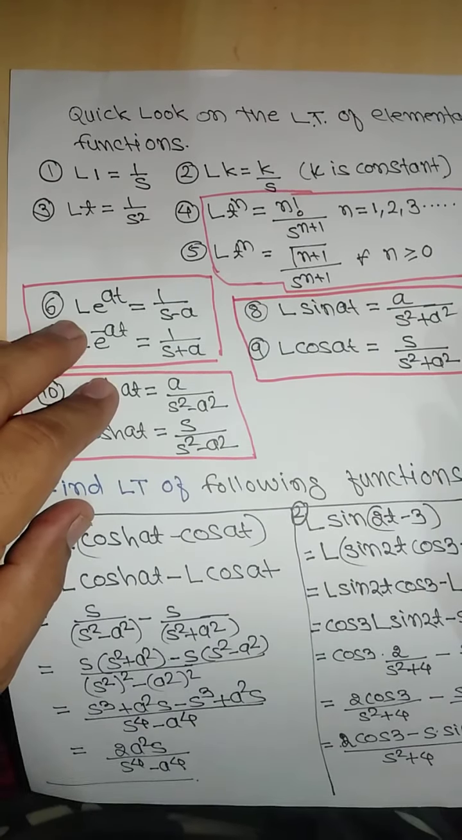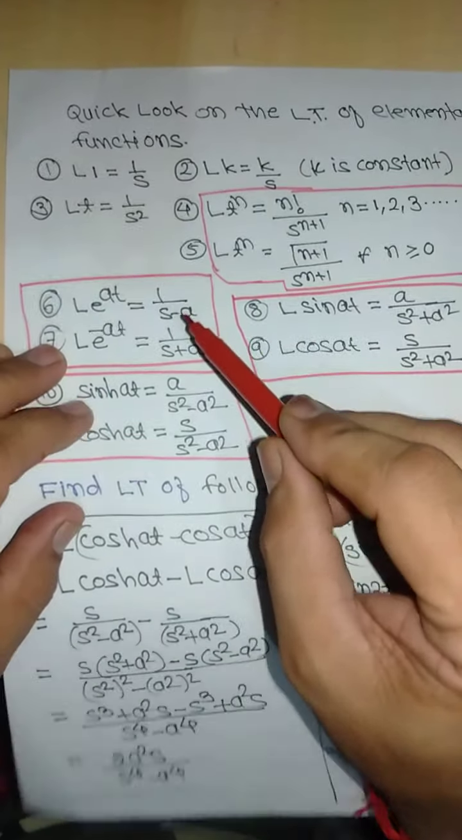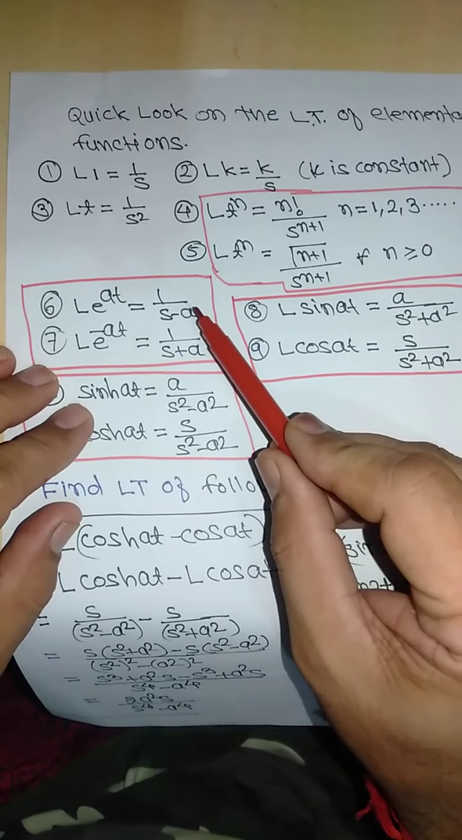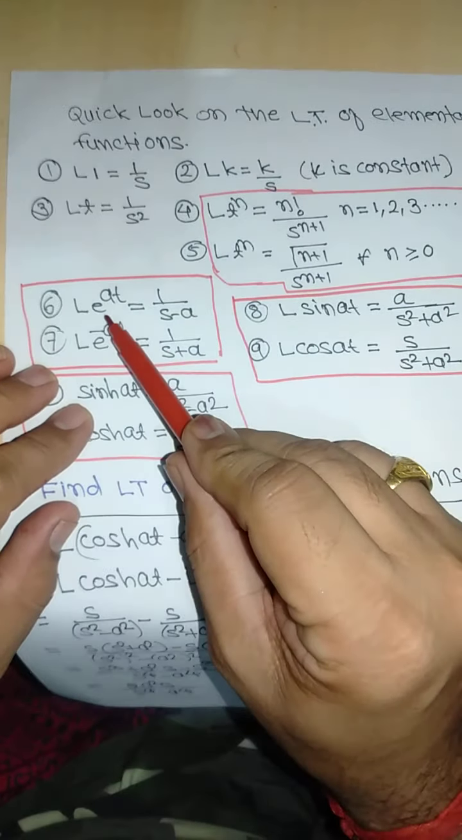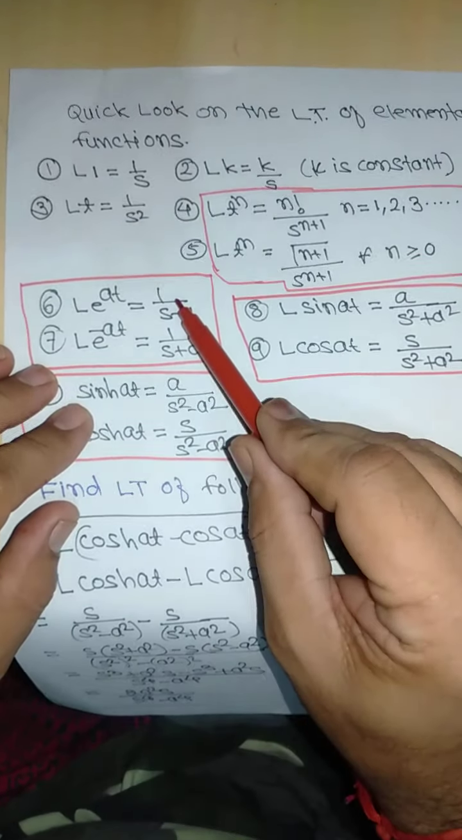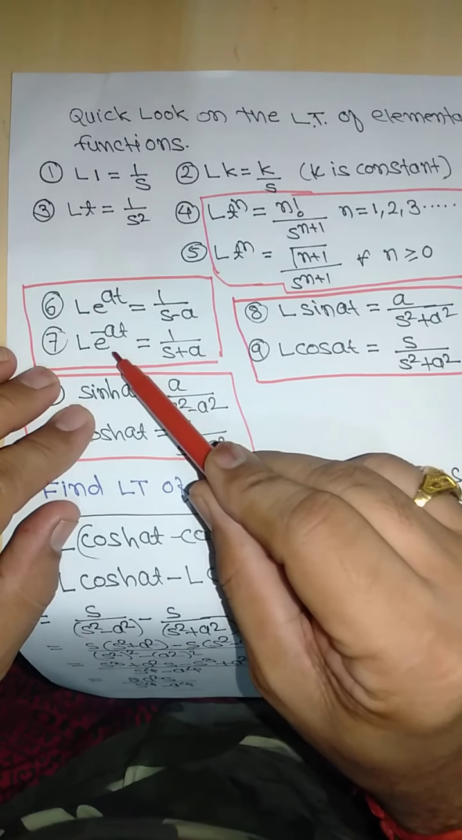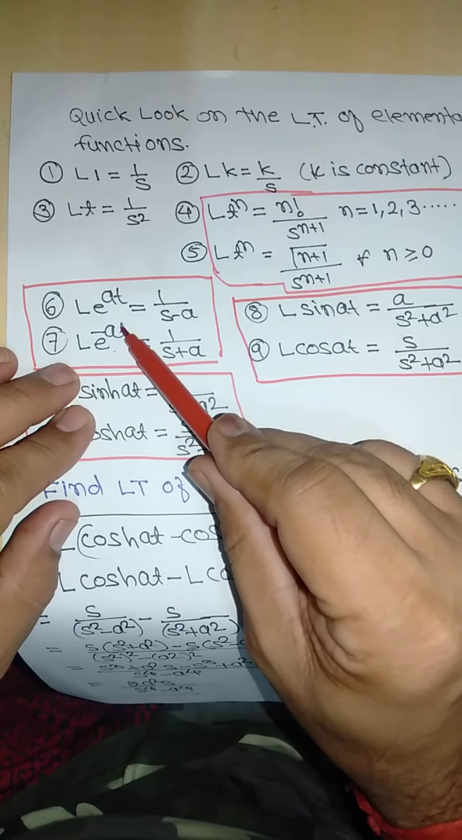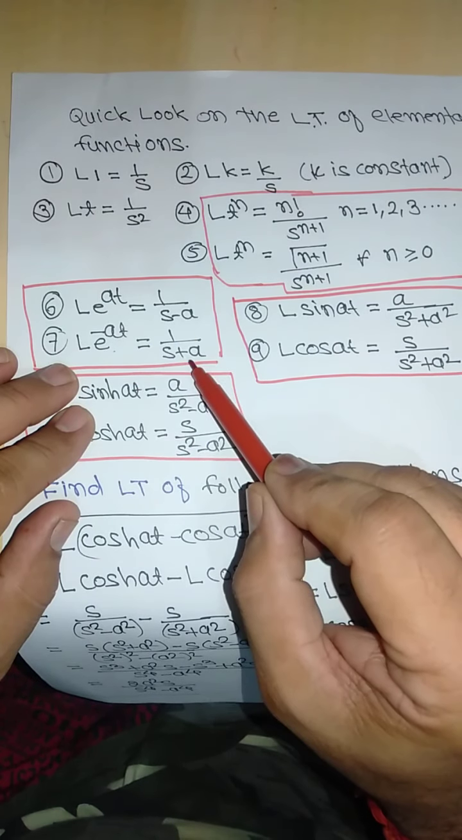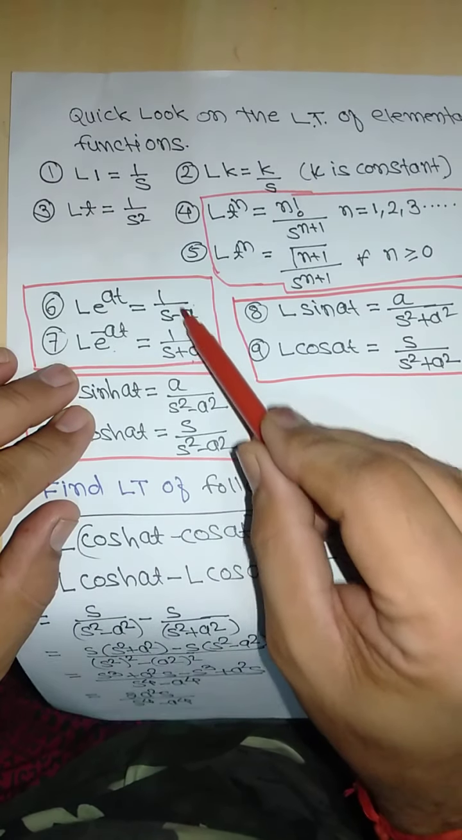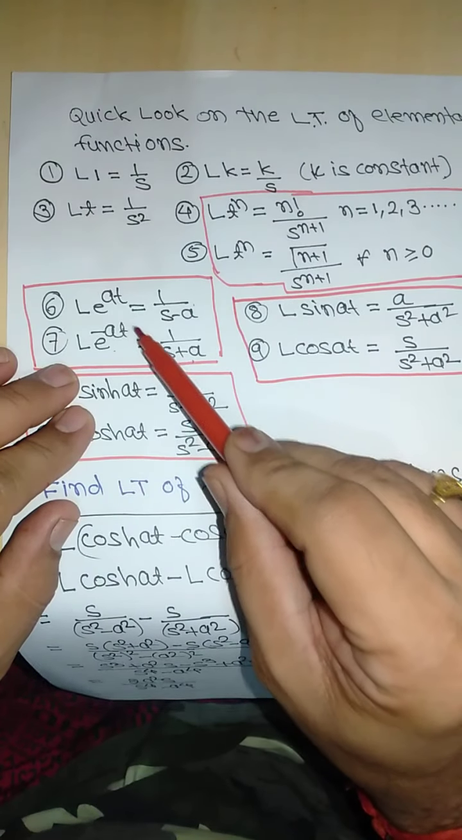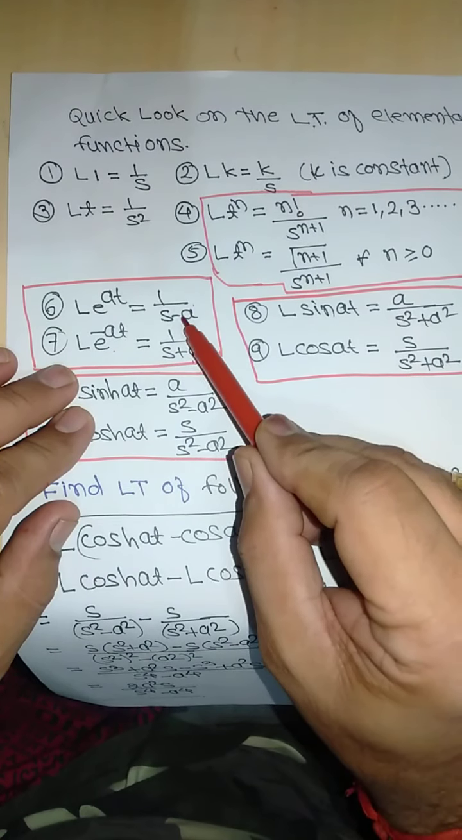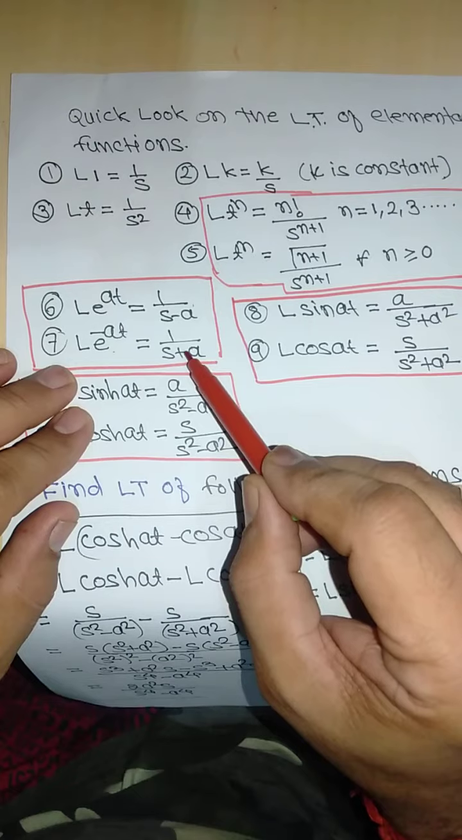Then we see the standard Laplace transform formulas for some exponential functions, that is, the Laplace transform of e to the power at. We have to remember all the basic elementary functions. Laplace transform of e to the power at is equal to 1 upon s minus a, and Laplace transform of e to the power minus at is equal to 1 upon s plus a. Keep these two in mind: 1 upon s minus a and 1 upon s plus a.